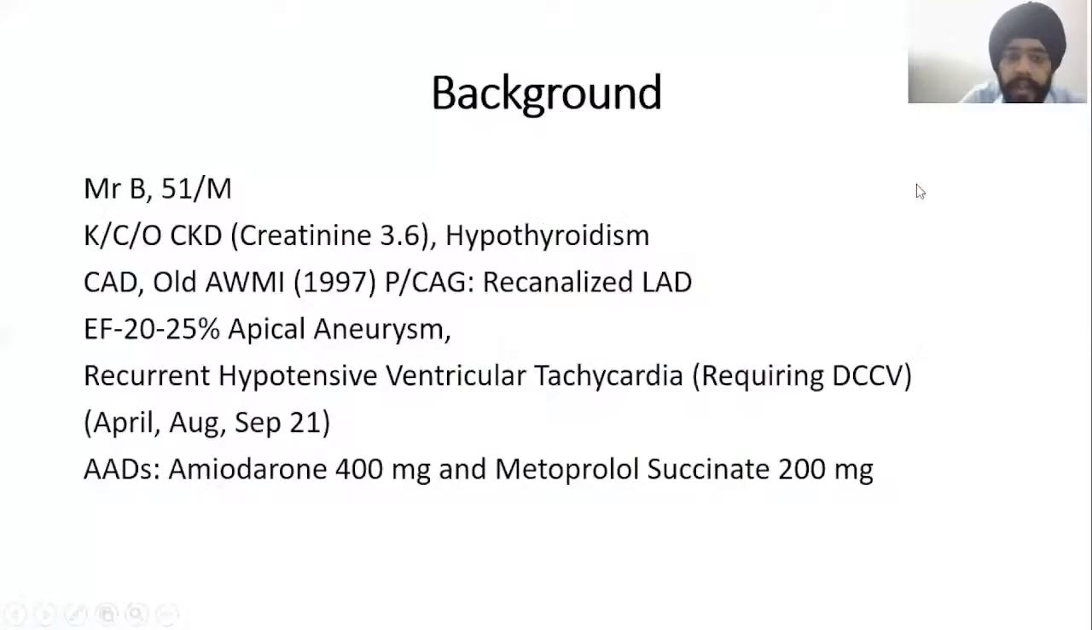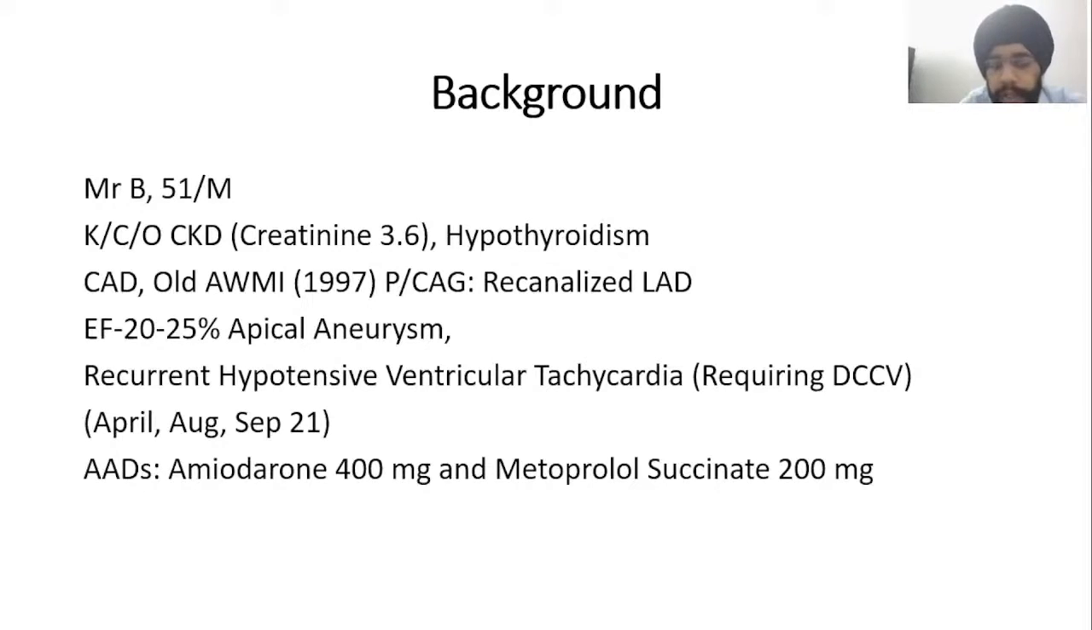Coming on to the case, this was a 51-year-old male with chronic kidney disease and hypothyroidism as comorbidities. He had an old anterior wall MI in 1997. Angiogram showed a recanalized LAD. The patient had severe renal dysfunction with a large apical aneurysm. Over the last 6 months, he sustained 3 episodes of VT, all hypotensive and all requiring DC cardioversion.